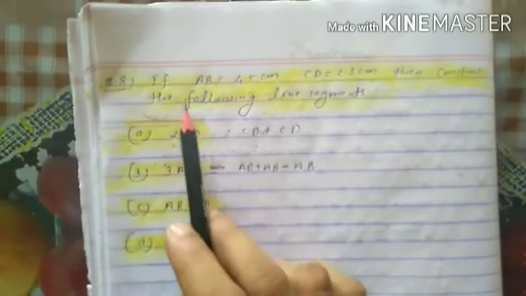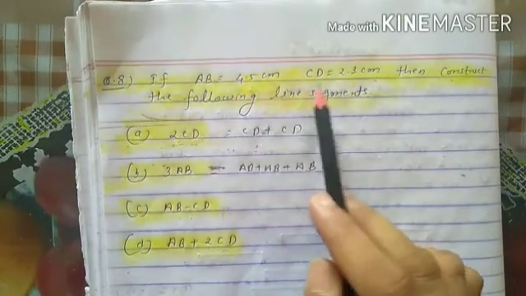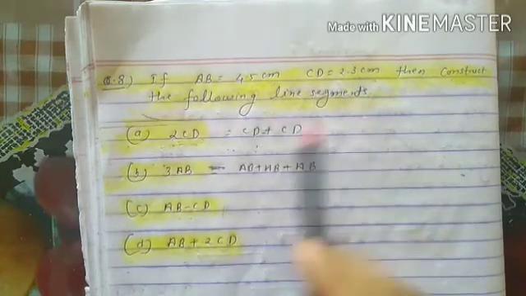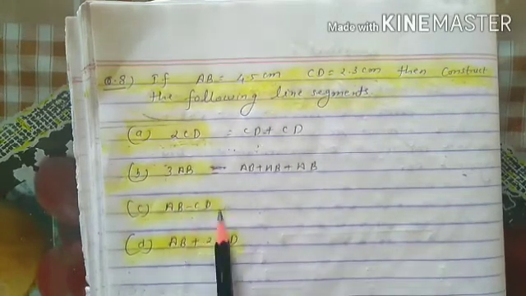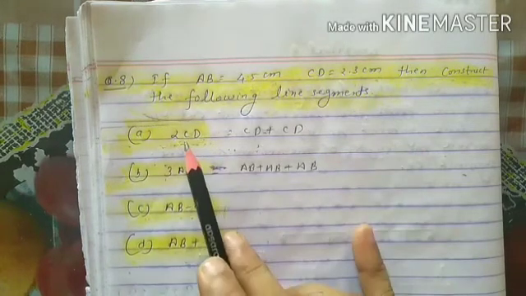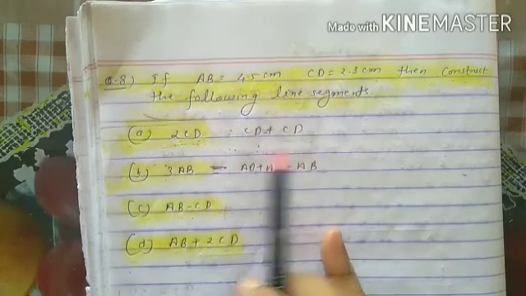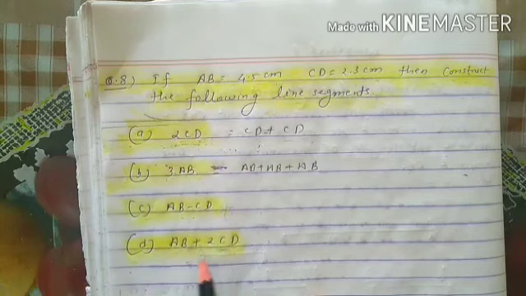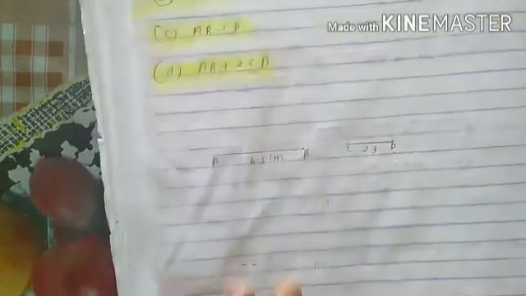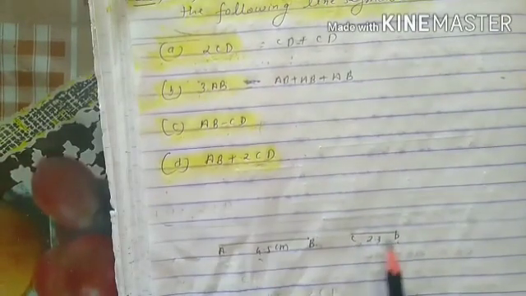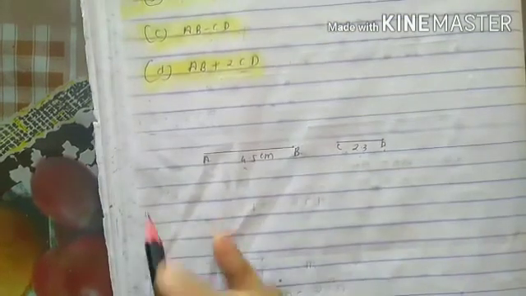Question number 8. If AB is equal to 4.5 centimeter, CD is equal to 2.3 centimeter, then construct the following line segments: 2CD, 3AB, AB minus CD, and AB plus 2CD. So 2CD means CD plus CD. 3AB means AB plus AB plus AB. And AB plus 2CD means AB plus CD plus CD. So let us construct. First, construct AB is equal to 4.5 centimeter and CD is equal to 2.3 centimeter.